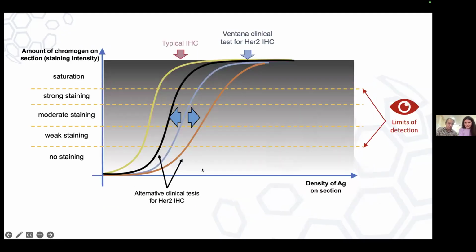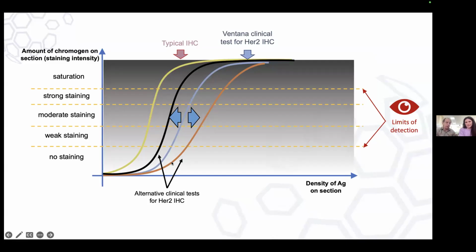So the warning is that there isn't one clinical IHC test. There are several. If you want FDA approval, there are, I think, 3 or 4. Each of them will be very good at the upper end, so they will always be quite satisfactory in detecting amplification, but not in detecting low levels.